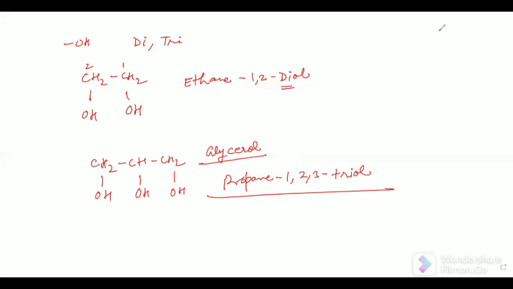Now we'll discuss some cycloalkanes also, how to do the naming of those. If a cycloalkane has an OH group, first of all, this is cyclohexane. Now if one hydrogen of this is replaced with an OH group, what will be the IUPAC name of this? The IUPAC name of this will be cyclohexanol.